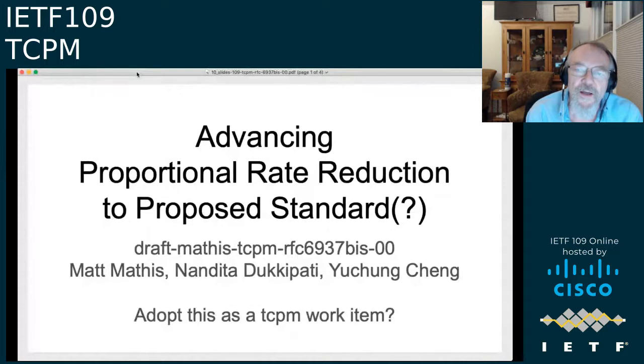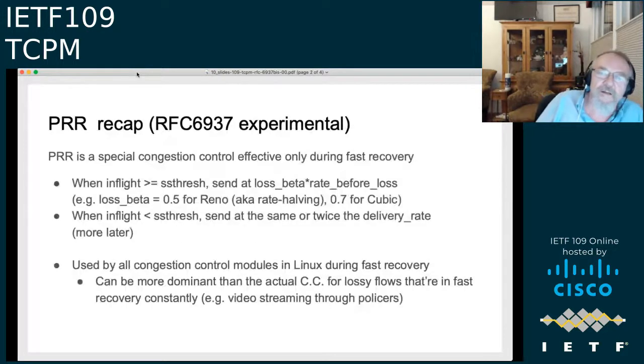I'm here today to ask to bring proportional rate reduction in as a work item for TCPM, to bring it to proposed standard. Just to recap PRR, the primary function of PRR is essentially congestion control during recovery, determining how much data to send to smoothly go from the old in-flight down to the new ssthresh. It's fairly straightforward and it's widely deployed.